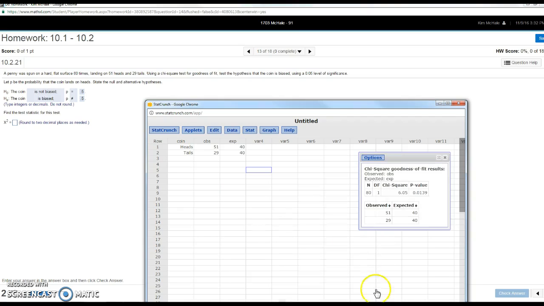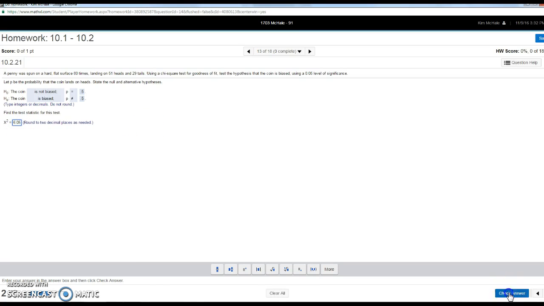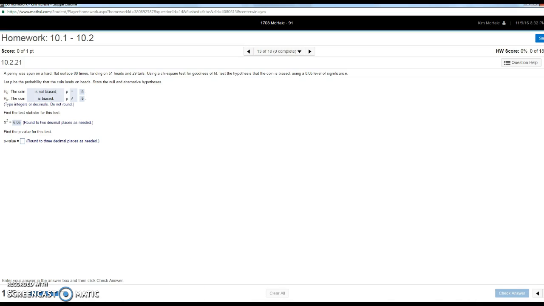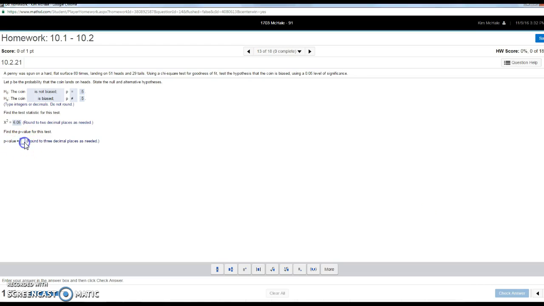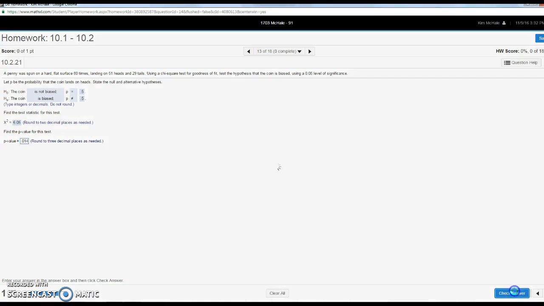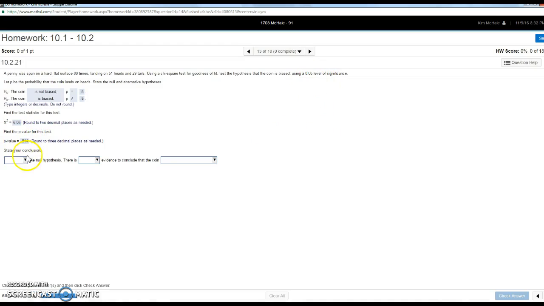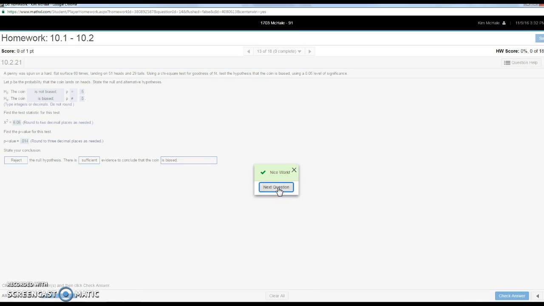I hit compute and I get a chi-square value of 6.05. And what was my p-value? 0.0139 or 0.014. I'm testing that against a 0.05 level of significance, so it's lower, so I will reject the null hypothesis. If I reject that the coin is not biased, then there's evidence to suggest that it is biased. That 51 and 29 is far enough away from 40-40 that we think this coin is biased. Hope that helps.